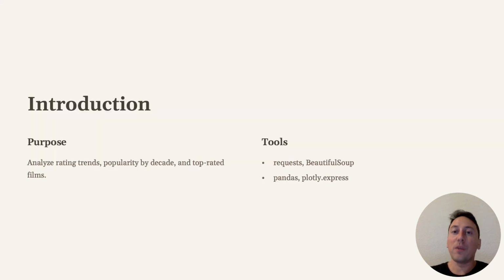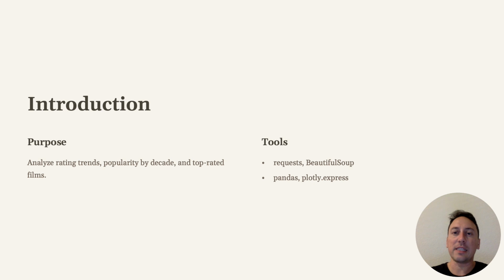Let's begin with the purpose of this project. The main objective was to explore rating trends across decades, examine the popularity of movies over time, and highlight which films stand out as the most acclaimed. The initiative brings together key concepts of data engineering and storytelling, two essential pillars of data science.